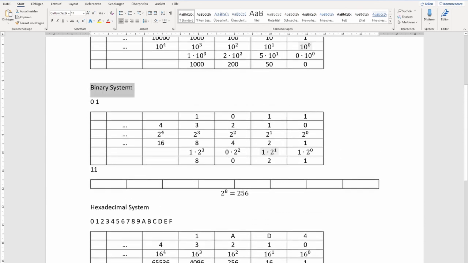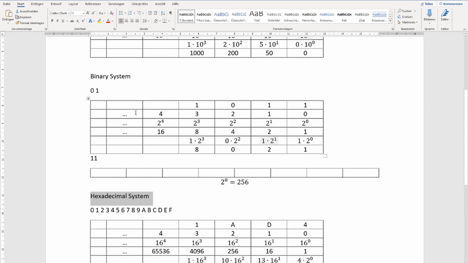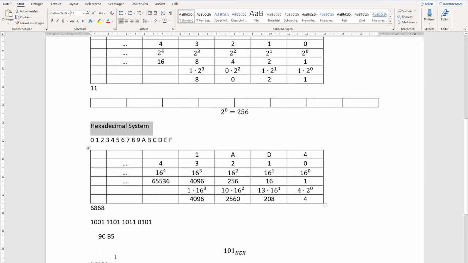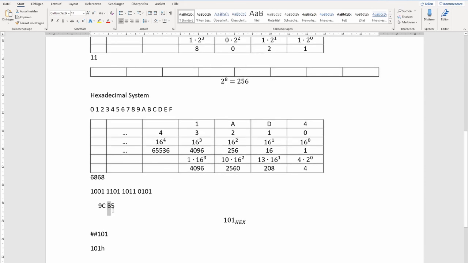Binary system is famous or is used because it's used in computers. Computers work with it. And the hexadecimal system is very famous because it's very close to the binary system, because every nibble, every 4 bit is translated into 1 digit of the hexadecimal number. And it's then easily readable by humans. A computer has no issue with this long string of zeros and ones.